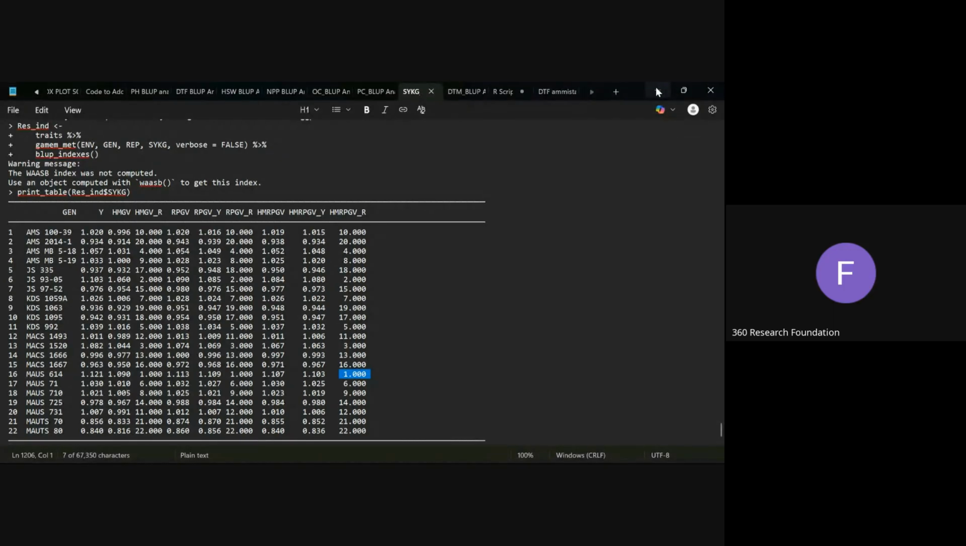All this interpretation I will send you by tomorrow. You will get AMMI, GGE biplot in one file, so don't worry. And then our second genotype, JS 9305, you can check it here.